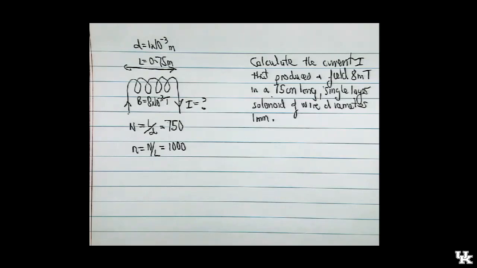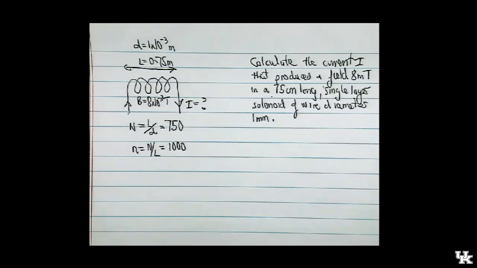There's a magnetic field that's created by this solenoid. It's 8 millitesla, and it's created by a current that's flowing in the solenoid, and that's what we want to figure out. I knew some geometrical information about the solenoid. I knew the diameter of the wire that I wrapped around the walls of the solenoid in one single layer is 1 millimeter, or 10 to the minus 3 meters. And I know the length of the solenoid is 75 centimeters or 0.75 meters.